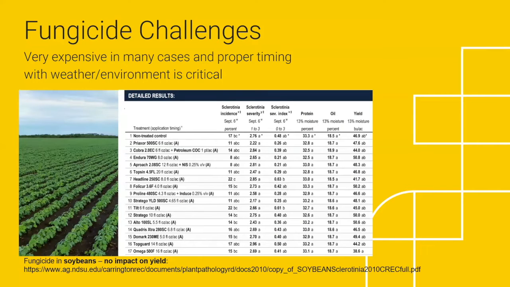Likewise, if we jump ahead to soybeans, we see something similar. Again, the first row, number one, non-treated control. The final value, if you're looking at yield in the final column, is 46.9 bushels per acre, statistically identical to all these different fungicides that were applied in an attempt to combat white mold. And so again, you're looking at risking upwards of $30 an acre or more to combat a disease that potentially might not pay you back.